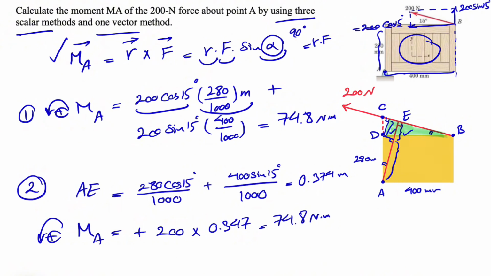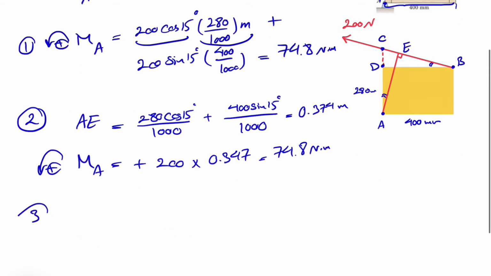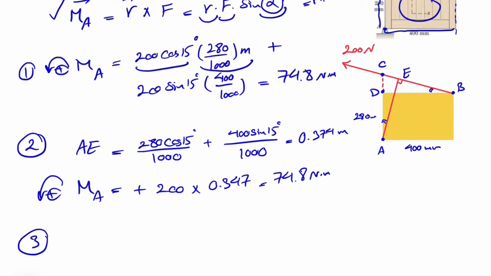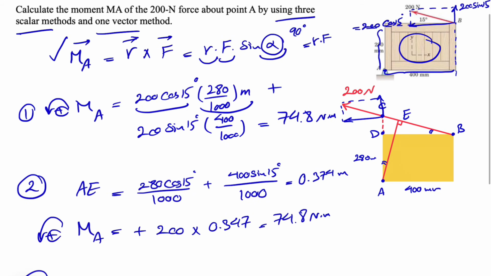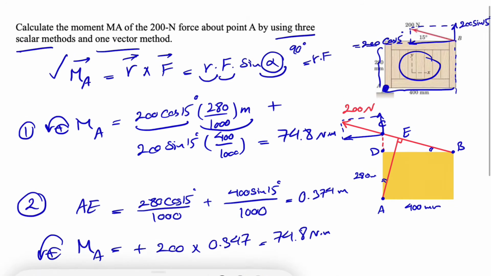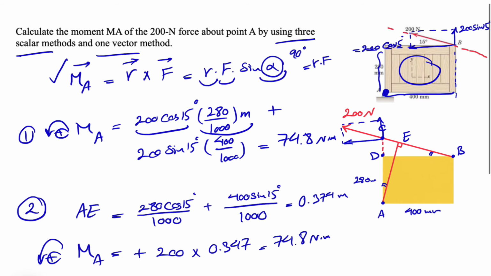I'm just going to clean up the figure. So the third method: we can resolve the force 200 at point C into these two components, which we are allowed to do. Our R would be any line that connects the point that we are trying to find a moment about to the line of action. So we can literally pick any of these. If this is the line of action of the force, we are allowed to use any of these R's to solve the question. That's the main takeaway of this question.